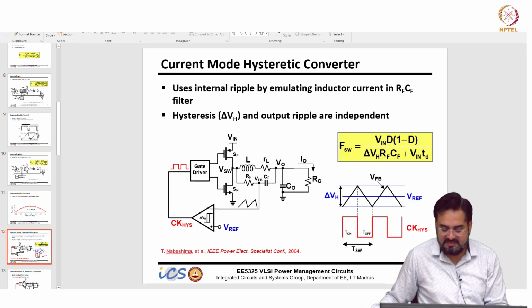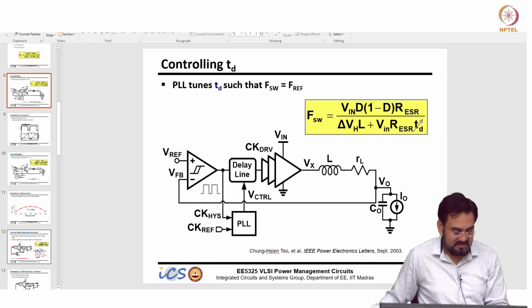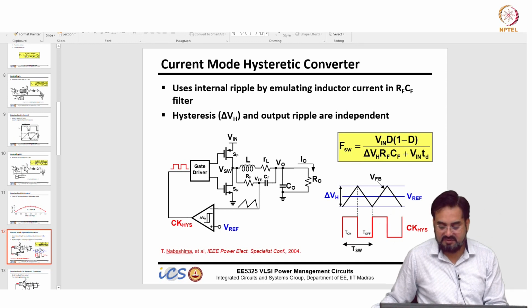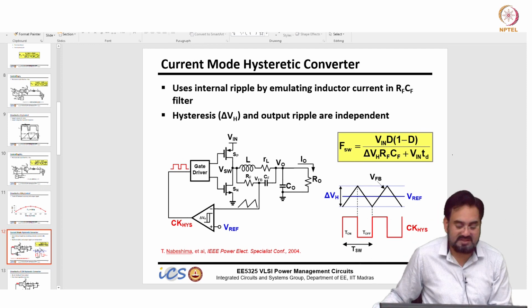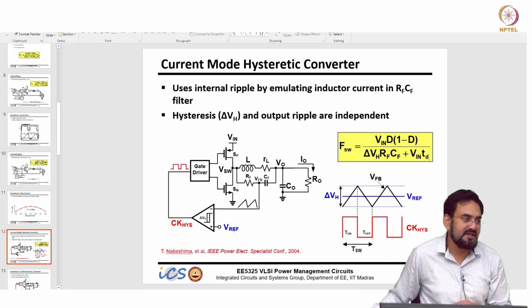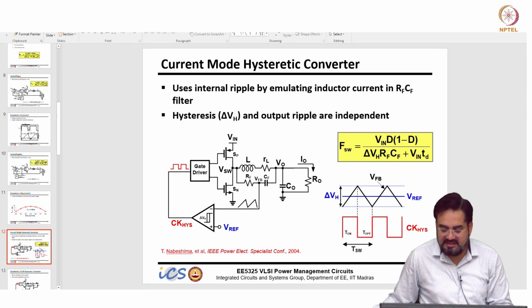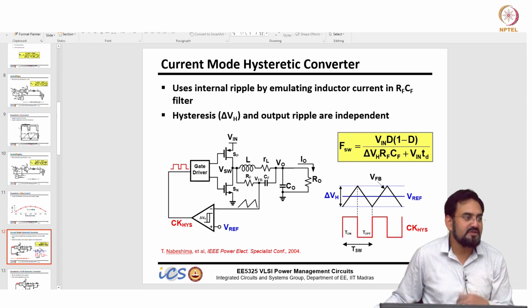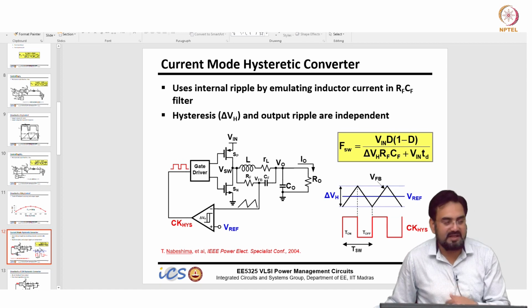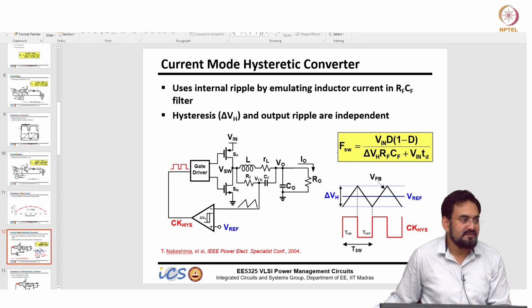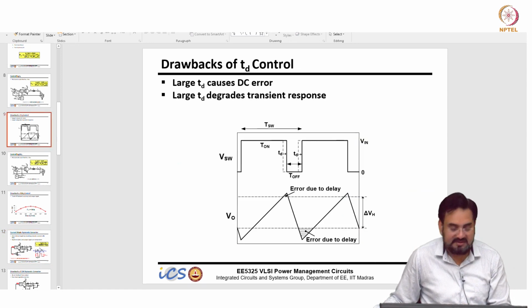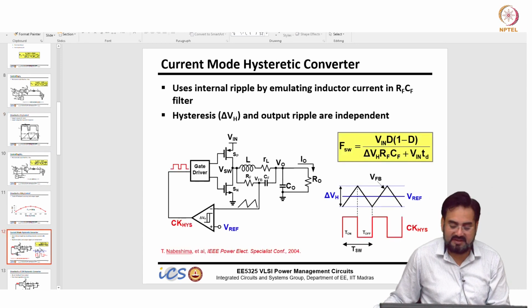So, the final expression with that RC will be this, with the L it will be that previous one, and this will be with the RC. So, V in into TD will be the extra component which will be added, which means your switching frequency is now inversely proportional to TD, which is expected. The delay is more, frequency will reduce. So, there is another variable which you can control to control the frequency. If I change the delay, now I can control the frequency. But the problem is, we already discussed, large delay means this error is going to be introduced. So, this is not a preferred way of doing that.